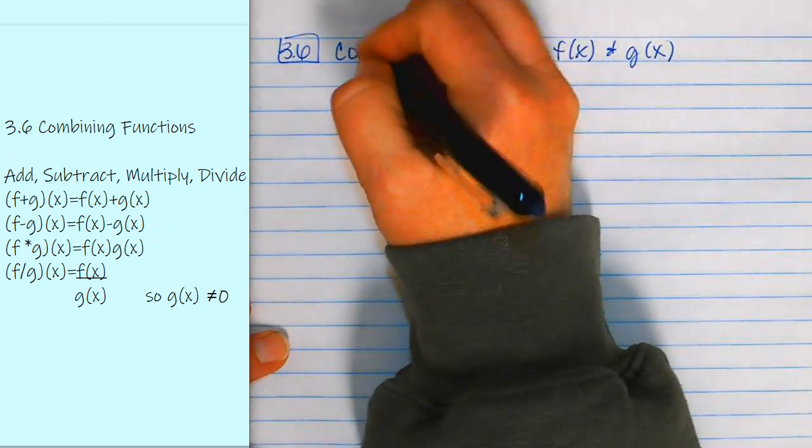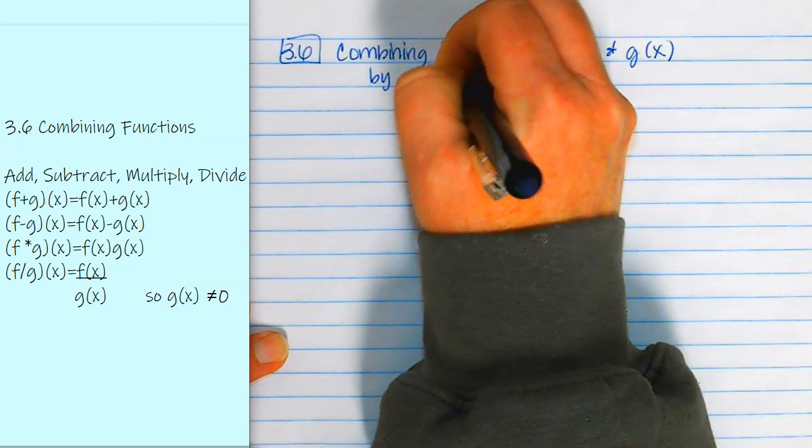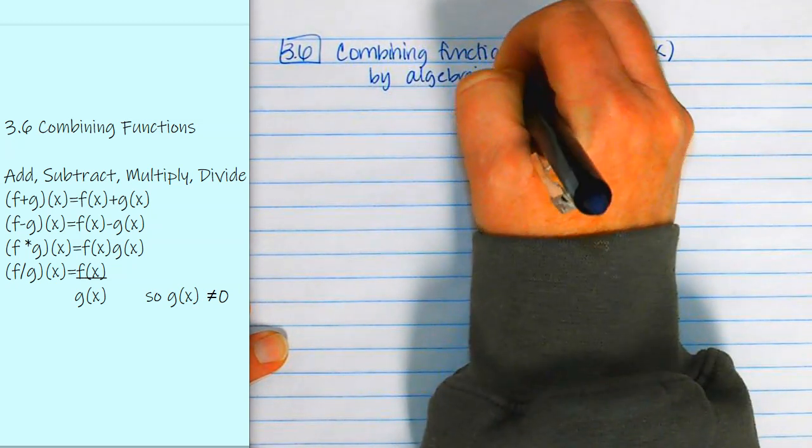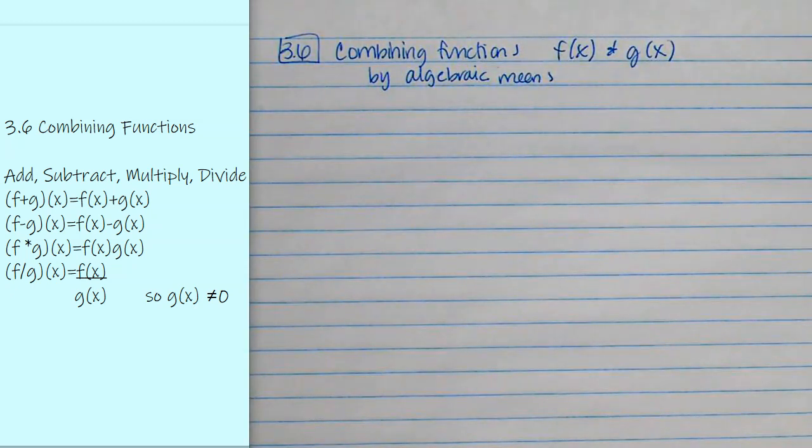So today is by algebraic means. Tomorrow, we're going to substitute one inside the other. But for today, we're going to combine them with addition and subtraction, multiplication, division. And the beautiful thing about this particular section is that it's very straightforward. So on the left-hand side, I have written out what we're looking at.